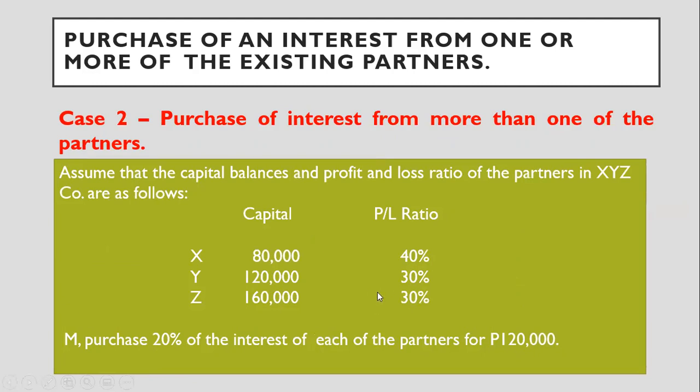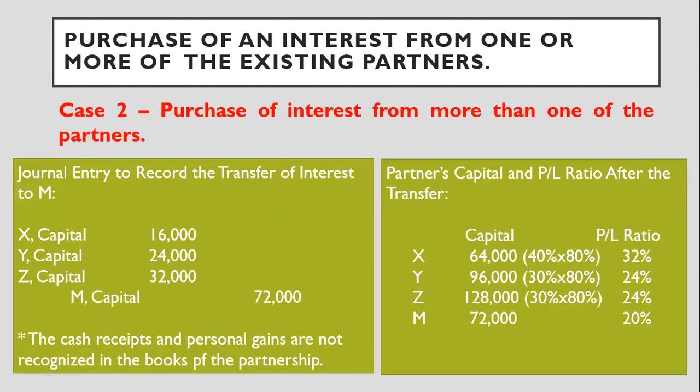Case number two, purchase of interest from more than one of the partners. We will still be using the same problem with the same data. And the assumption is that M purchased 20% of the interest of each of the partners for 120,000. So 20% of the interest of X, Y, and Z. So what will be the journal entry now if 20% will be purchased or transferred to M.